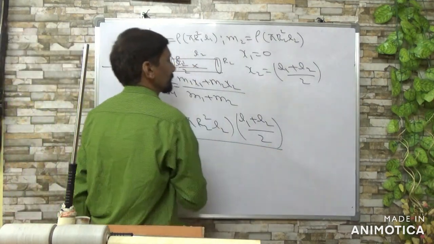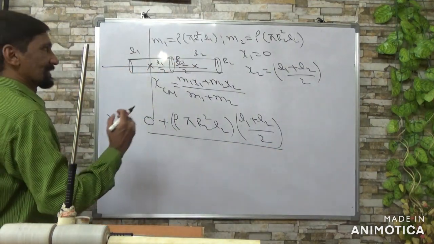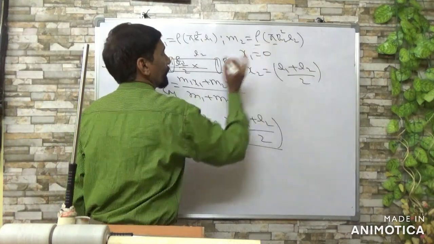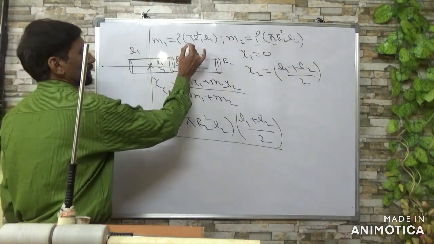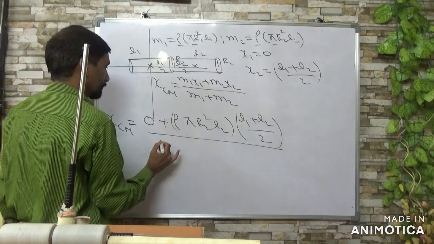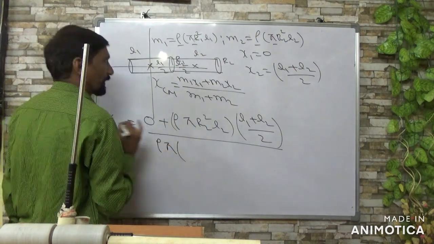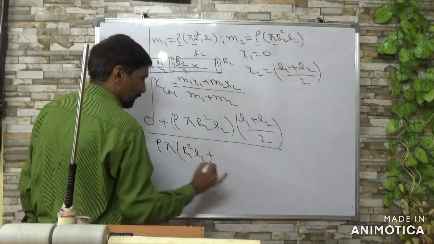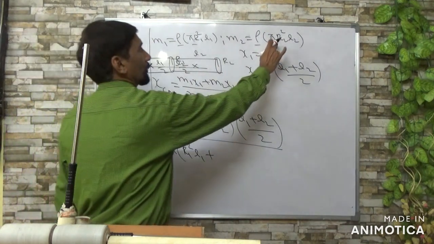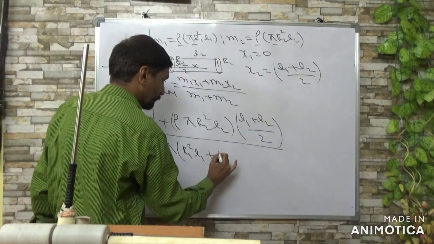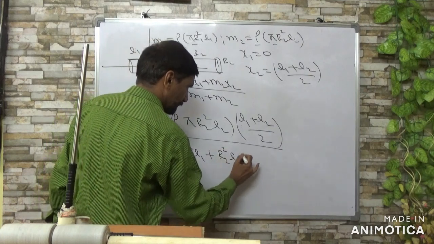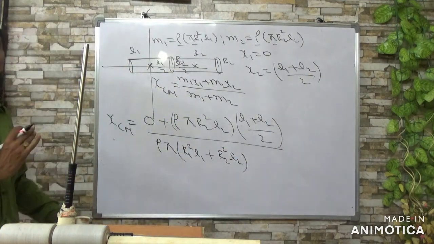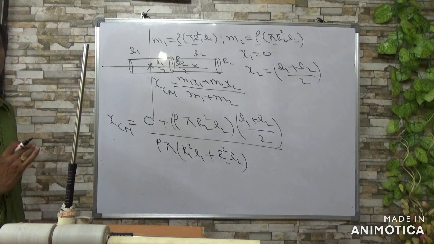by the total mass. So rho pi is common in these two. Taking rho pi common, then R1 square L1 plus R2 square L2 will give the point of the new center of mass.